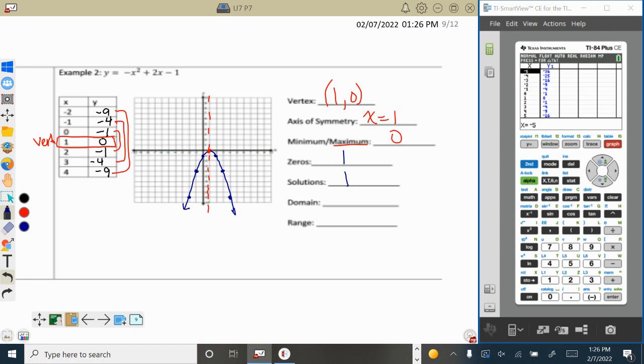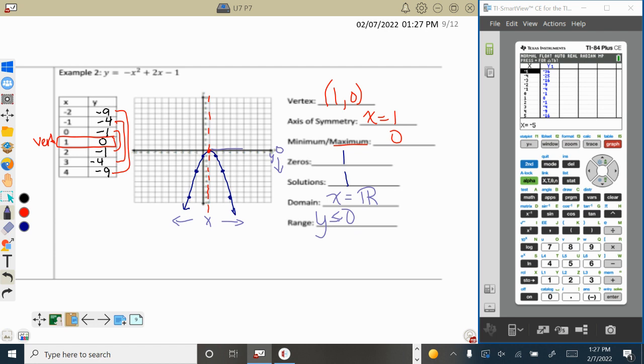And then our domain. Again, our x is going to keep going in both directions. So our domain is still going to be all real numbers. And our range is going to start here at 0, and it's going to go down from there. So y is less than or equal to 0.